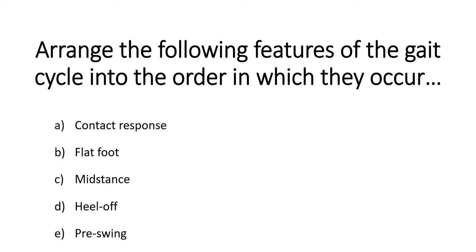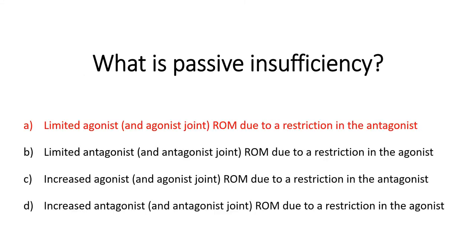Okay, so question 2. That's just 1 point for that, by the way. You don't get a point for each one, it's just 1 point for getting it right. You either get it right or wrong. What is passive insufficiency? It is limited agonist. Oh, I haven't changed the idea. I corrected the responses, but never mind. It was A, nonetheless. Limited agonist range of motion due to a restriction in the antagonist. So I initially had an agonist joint wrong, but I thought it was a bit wordy, so I took it out and realised I didn't take it out in the answer section. Apologies.